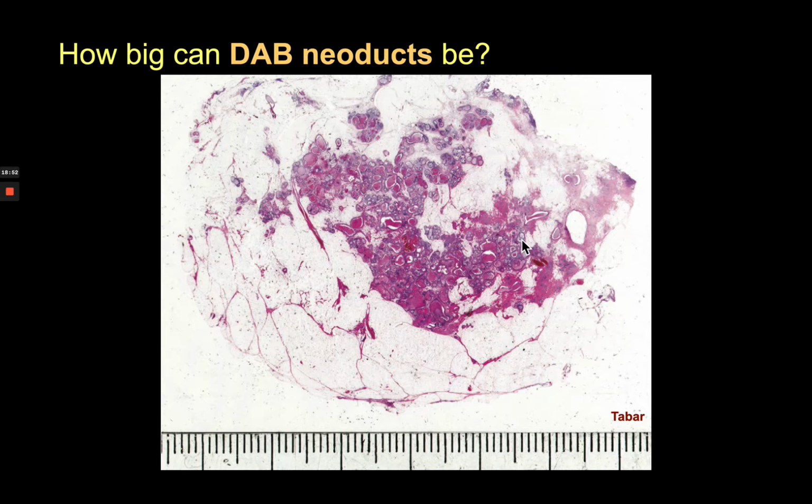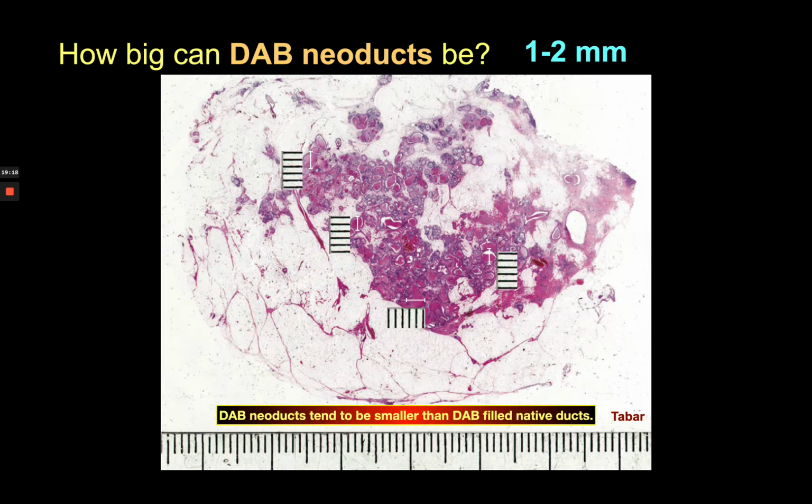Now this is an area of a DAB that's mostly neoducts. So again, what I'm going to do is take the ruler from the bottom and paste it up side by side to these ducts. And we're going to see that they range in size from, say, 1.5 to 2 millimeters. So not quite as large as native ducts. The biggest of these neoducts is going to be 1.5 to 2 millimeters, whereas the biggest native ducts were 2 to 3 millimeters in size.